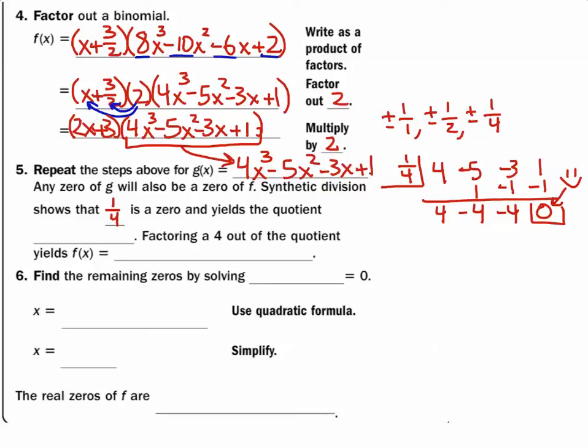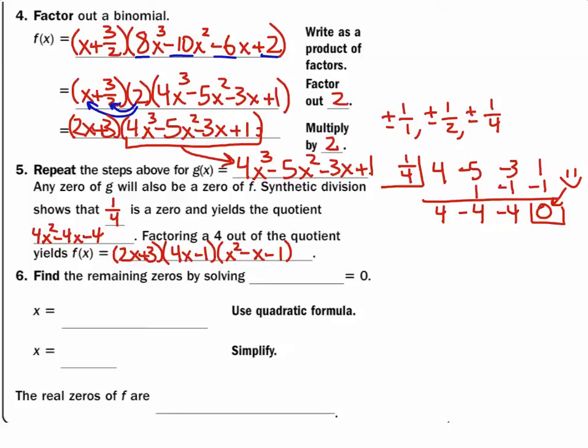So it yields the quotient 4x squared minus 4x minus 4. Factoring out a 4 yields, here's the trick. They refer to f of x, the original polynomial. So we're talking about 2x plus 3, that's the first factor. Then we take a 4 out of that, 4x squared minus 4x minus 4. So we can make the second one look kind of nice. It becomes 4x minus 1, and then left over is x squared minus x minus 1.